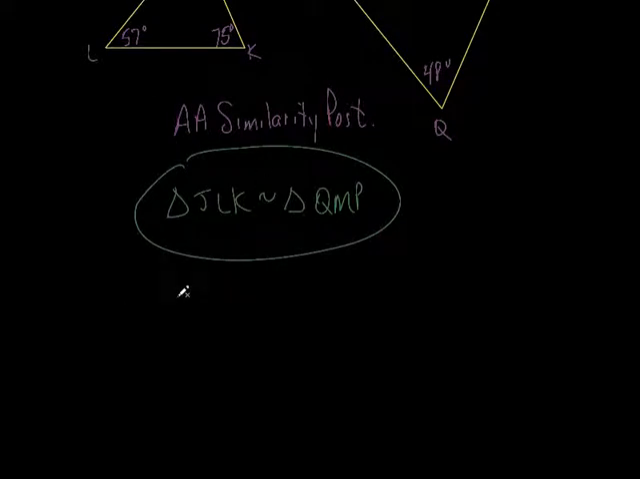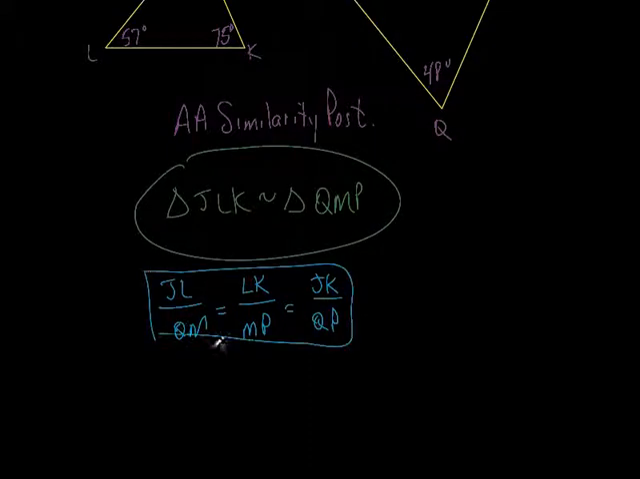Let's just write out our proportions. Let's do it real quick. We did it before. JL to QM. And then LK to over here MP, and then JK to, right, first and third one, QP. All right, so those are my proportions I have to set up. So there you go. That's the kind of stuff that they're going to ask you to do.